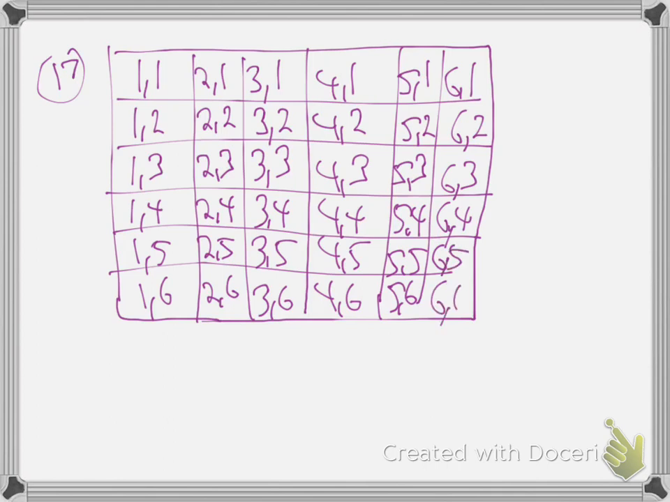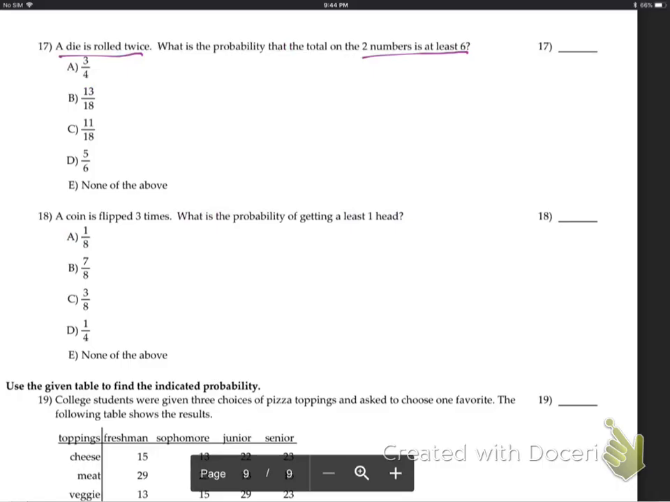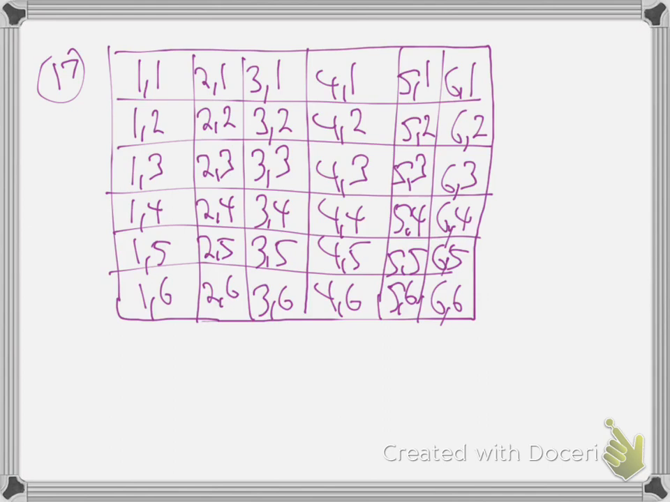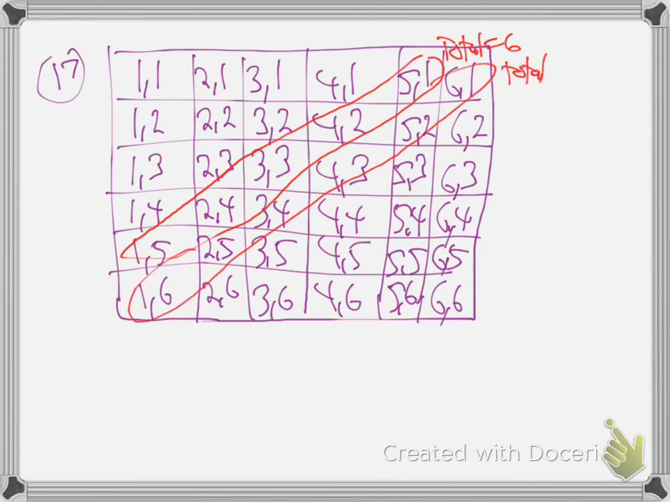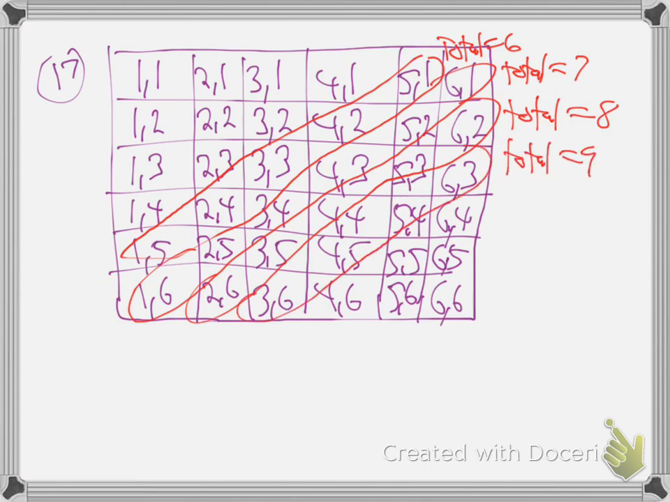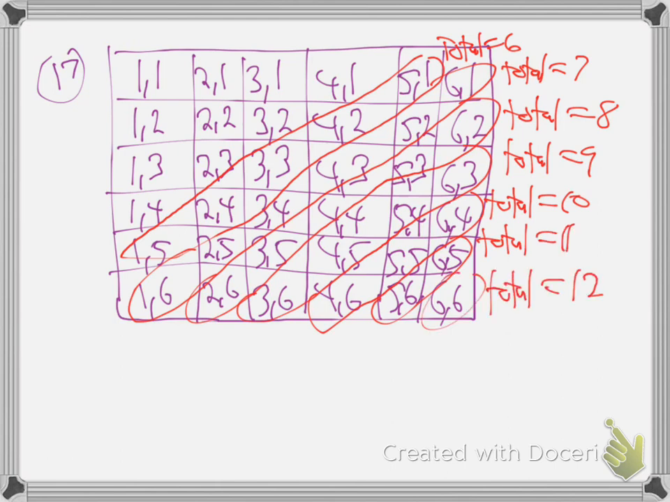Okay, so this is rolling two dice. That's the 36 boxes. Now, what's the actual question? The total is at least six. These are all total of six. These are all total equals seven. Remember, they go down the diagonals. The same total is down a diagonal. Total is eight. Total is nine. Total is ten. Total is 11. Total is 12. So at least six means six or more.